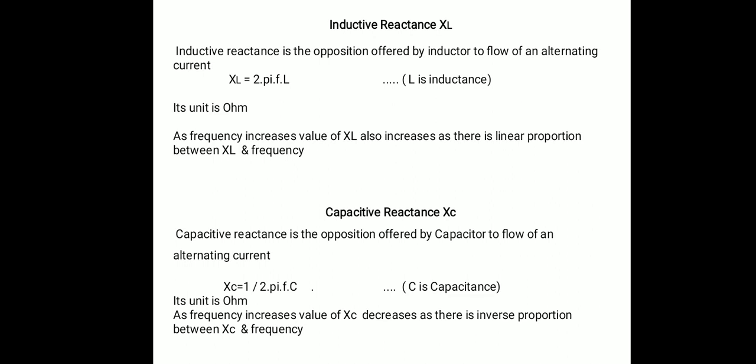So in short, what are the inductive reactance and capacitive reactance? Inductive reactance is the opposition offered by an inductor, and capacitive reactance is the opposition offered by a capacitor to the flow of alternating current. Okay, so with this we are going to stop here.